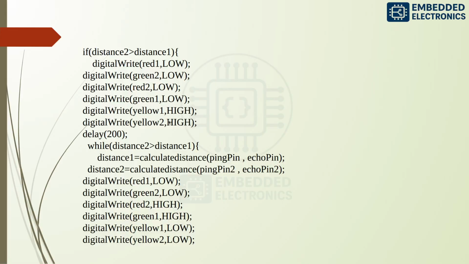Before switching from one road to another, the code sets the yellow LEDs to high and adds a delay of 200. Here you can see yellow is high. This mimics a real traffic light, giving drivers a warning before the signal changes to prevent accidents. And here we have the calculate distance function.